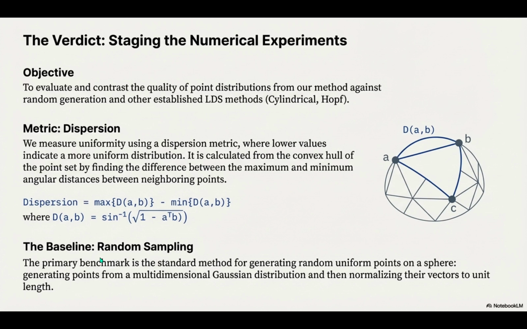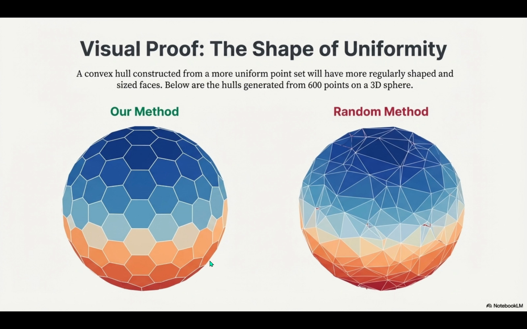So what did the visual proof of this convex hull actually show? The visual contrast is really striking, especially on the 3-sphere, S^3. When they generated 600 points with the new recursive method, the faces of the hull were noticeably more regular, more uniform in size. And the random method? A total mess. Highly distorted faces, indicating huge variations in the distances between neighboring points.